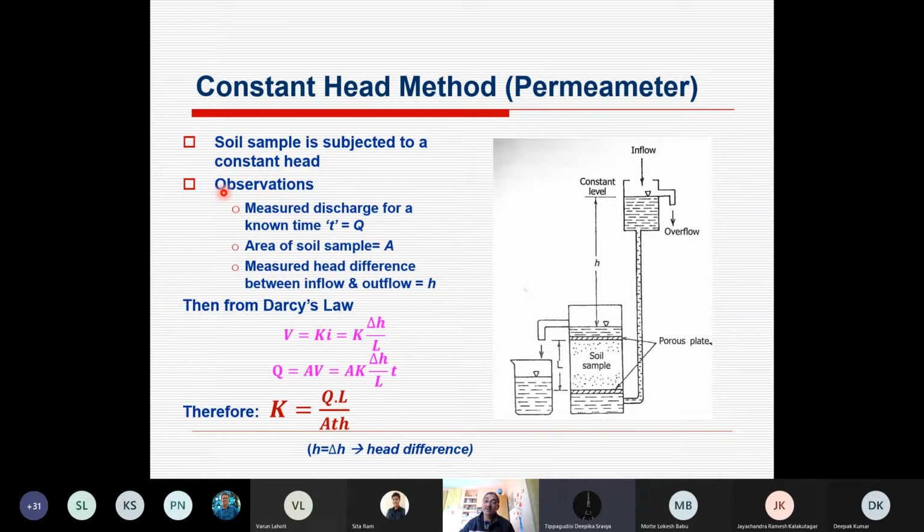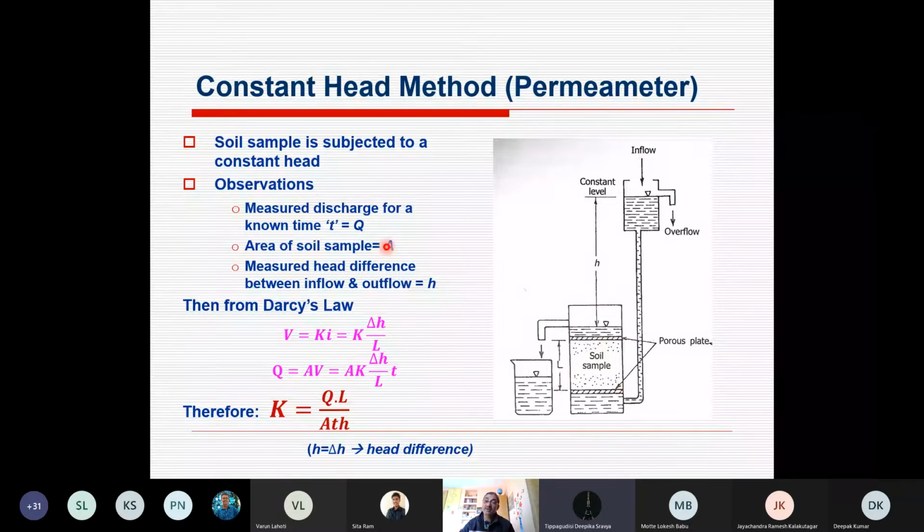So what are the observations here? Measured discharge for a known time. This is the outflow or discharge from this sample, that is the amount of water Q, volume in a particular time. Suppose time T we have observed, and Q cubic meter of water we have collected. We know this is a specific setup, so the area of this soil sample is considered as A.